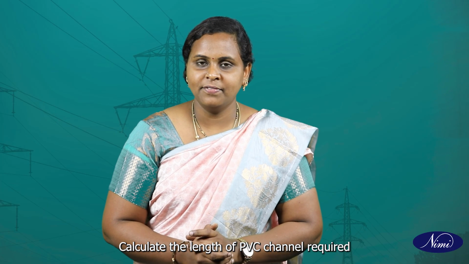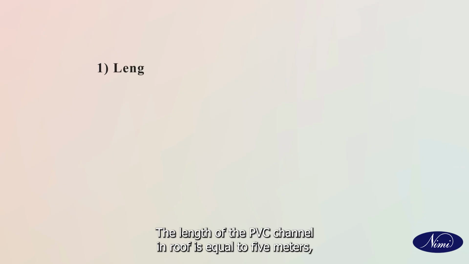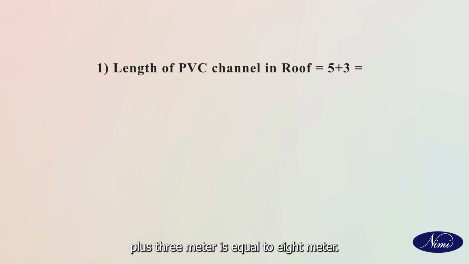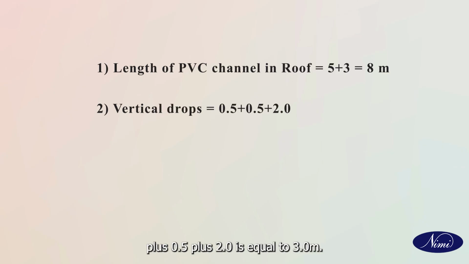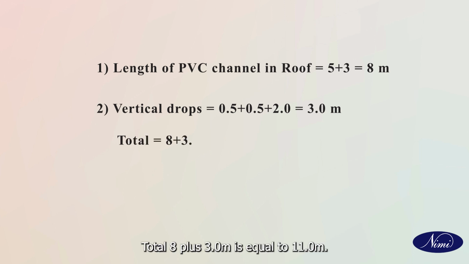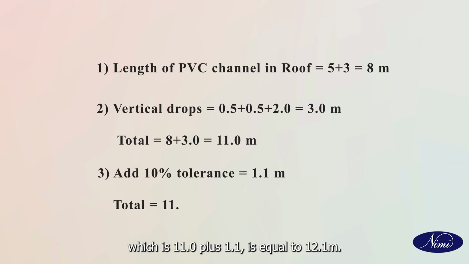Calculate the length of PVC channel required based on the layout and circuit diagram. Length of PVC channel in roof is equal to 5 meter plus 3 meter is equal to 8 meter. Vertical drops is equal to 0.5 plus 0.5 plus 2.0 is equal to 3.0 meter. Total 8 plus 3.0 meter is equal to 11.0 meter. Adding 10% tolerance, 1.1 meter, which is 11.0 plus 1.1 is equal to 12.1 meter.